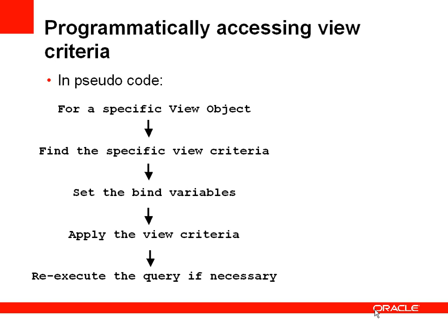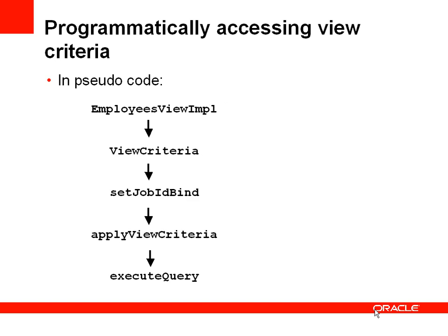You then programmatically want to set bind variables, assuming we've set bind variables on these view criteria. This obviously gives us much more flexibility in the data that's passed to the view criteria. And then we want to apply the view criteria. The final step is an optional step we'll be using, which is re-executing the query. When you change a view criteria, it doesn't necessarily affect the data until that data is re-queried, or in fact refreshed.